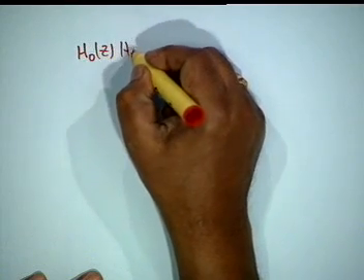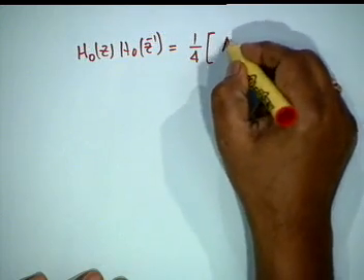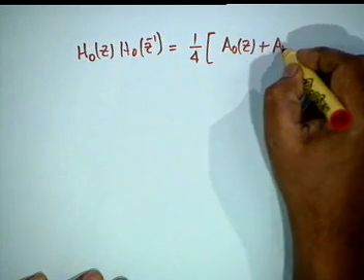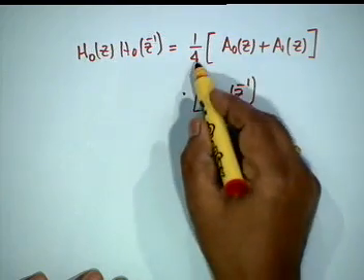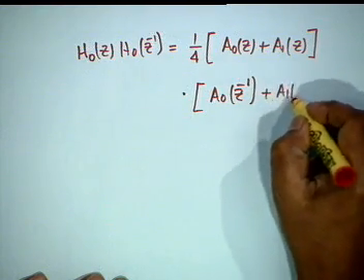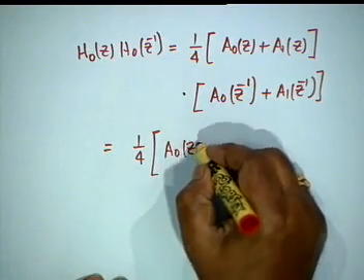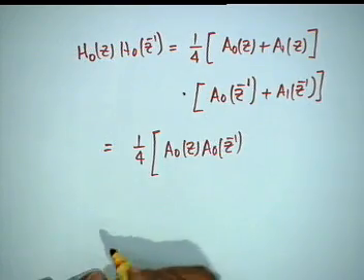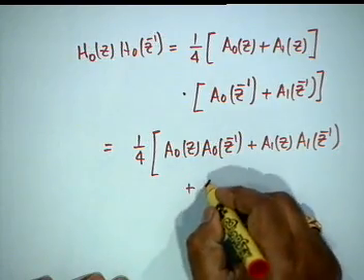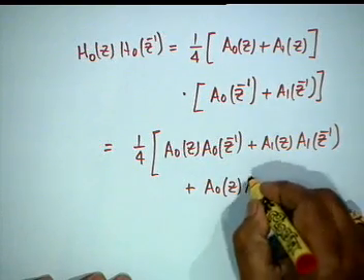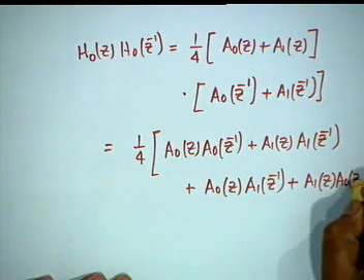H0(z) H0(z inverse) is equal to 1/4 times A0(z) plus A1(z) multiplied by A0(z inverse) plus A1(z inverse), where the half has been taken care of in the 1/4. Now, if you multiply them out, then you get 1/4 times A0(z) A0(z inverse), one term. You shall get a corresponding term for A1(z) A1(z inverse), then the cross terms, A0(z) A1(z inverse) plus A1(z) A0(z inverse).